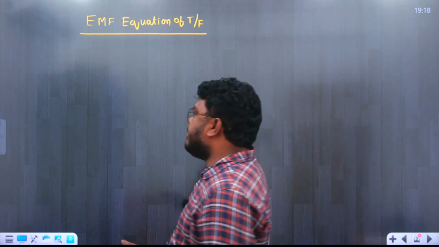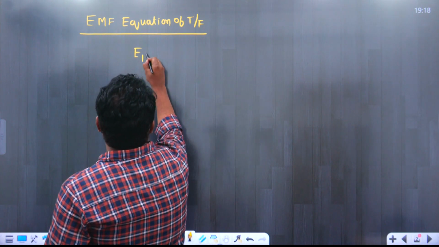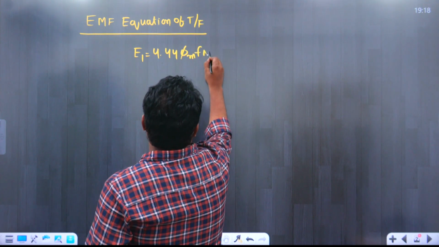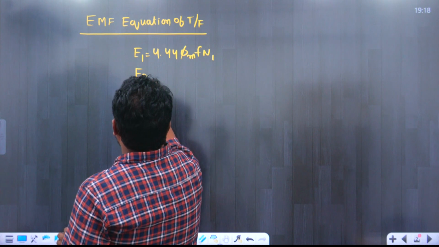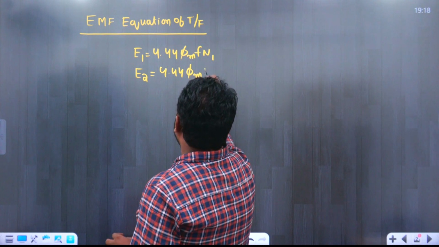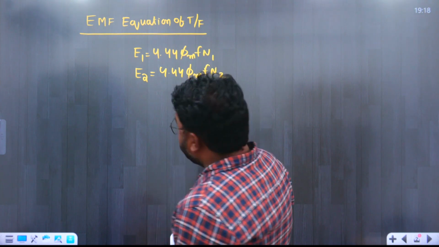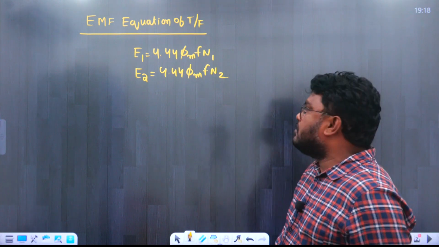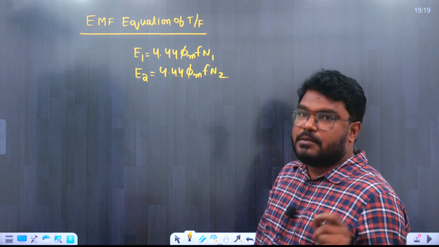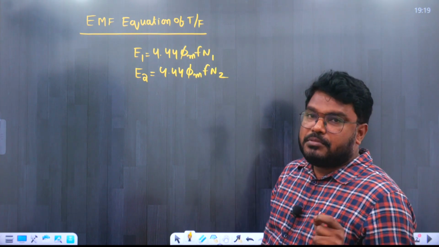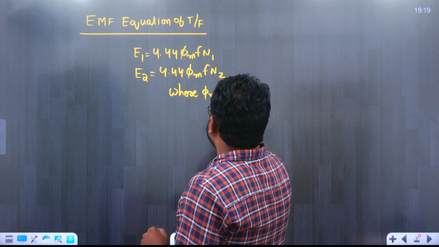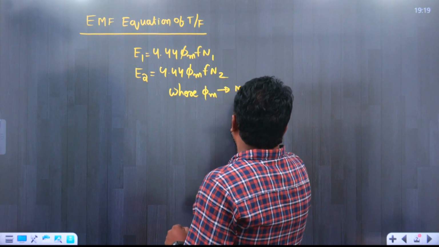So we know the EMF equation: E1 is equal to 4.44 phi maximum F N1, and the EMF induced in the secondary winding E2 is equal to 4.44 phi maximum F N2. Here phi maximum is the maximum value of the flux, F is the frequency, N1 is the number of turns in the primary winding, and N2 is the number of turns in the secondary winding.